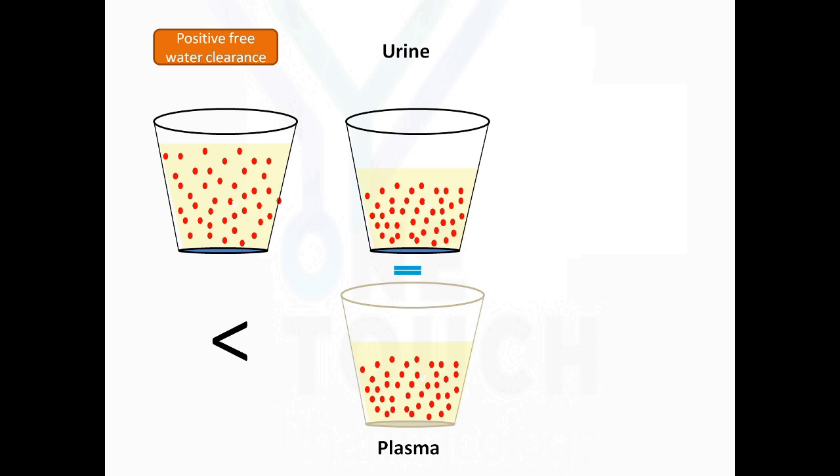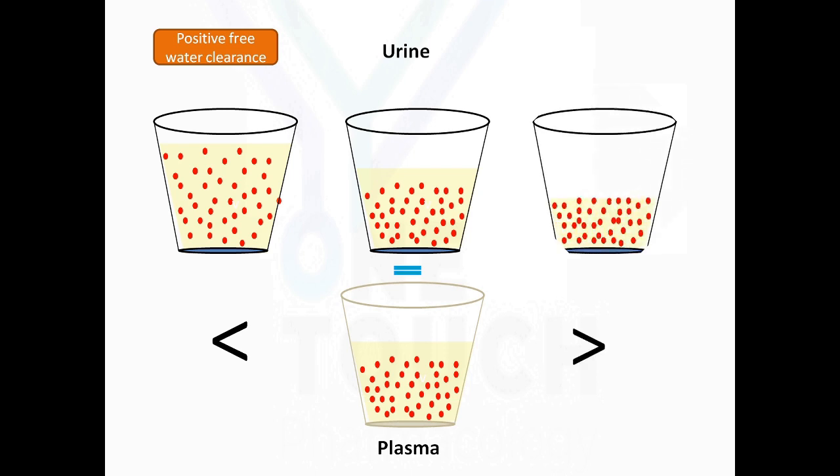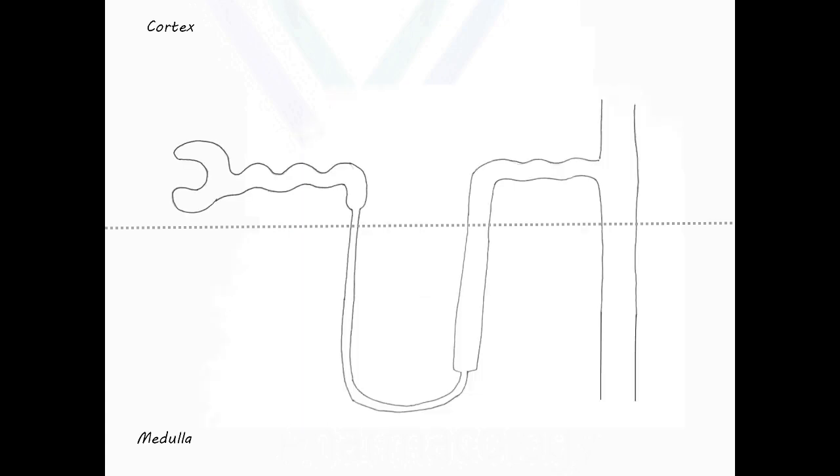Whereas if the osmolality of urine is more than that of plasma, we say that there is negative free water clearance. Negative free water clearance means a highly concentrated urine is secreted. Explaining with the same example, if instead of 5 liters, only 1 liter of urine is passed, there is negative free water clearance. Now let's get back to our question.